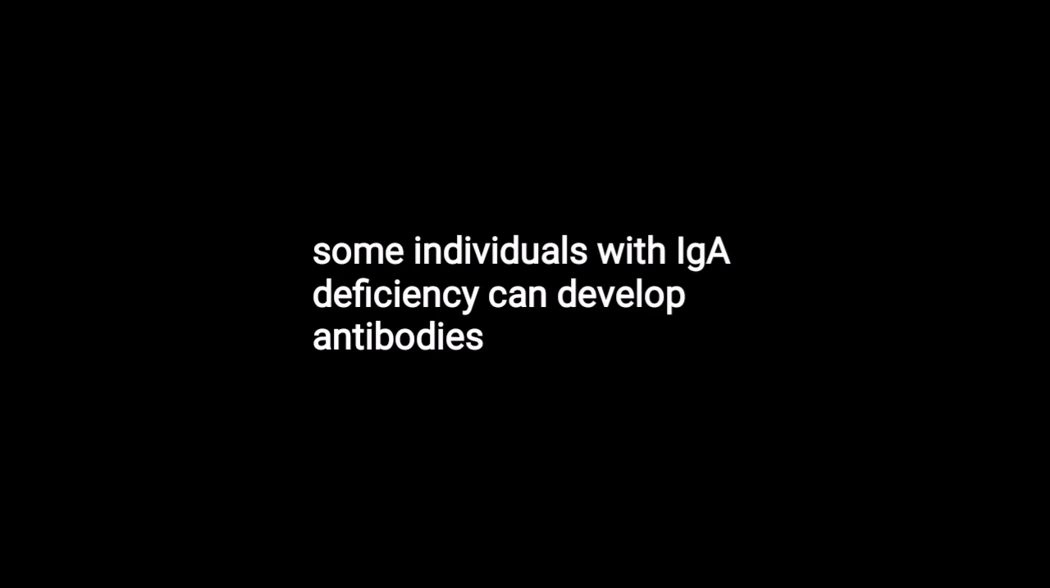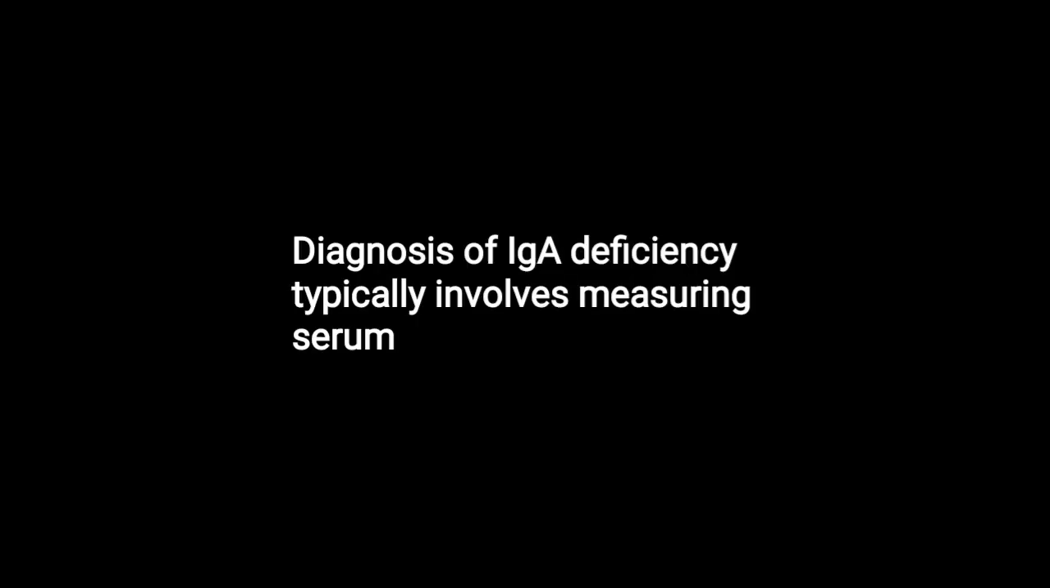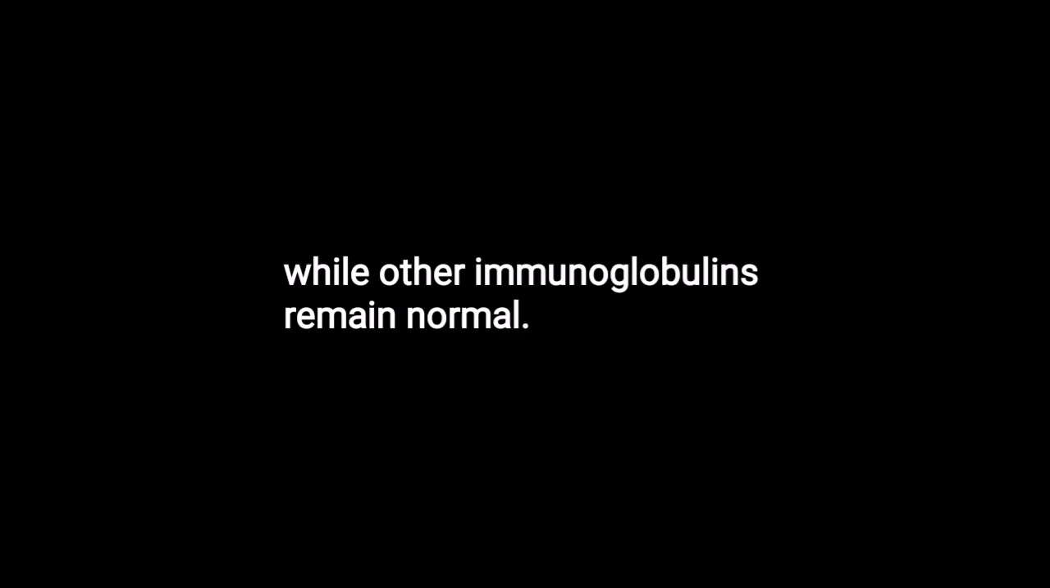Interestingly, some individuals with IgA deficiency can develop antibodies against IgA, which can lead to complications if they receive blood products containing IgA, as this can trigger severe allergic reactions. Diagnosis of IgA deficiency typically involves measuring serum immunoglobulin levels, which will show low or absent IgA levels while other immunoglobulins remain normal. It is essential to rule out secondary causes of IgA deficiency, such as certain medications, infections, or other underlying conditions that may affect the immune system.